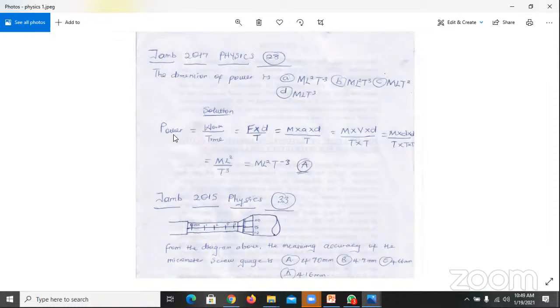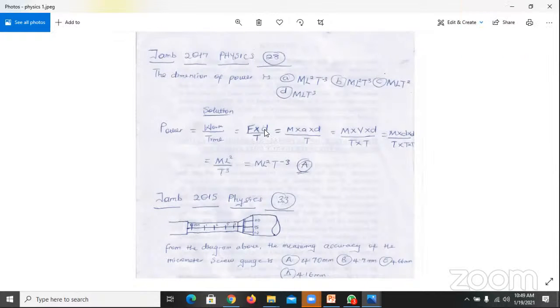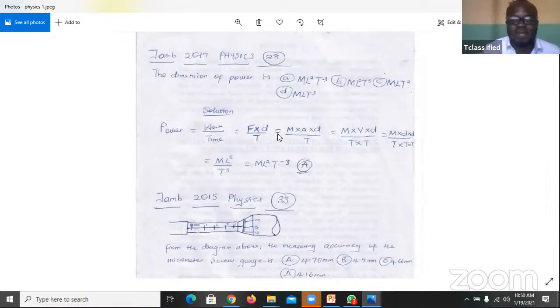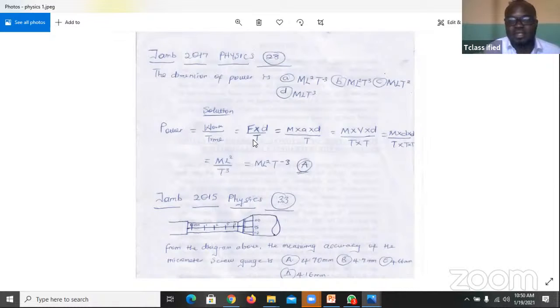So knowing that power is work over time, work is the same as saying force times distance moved, over time. So this time is still this time. Now, force is mass times acceleration, isn't it? Good. Then distance over time. Distance is still here, and time is still T here.